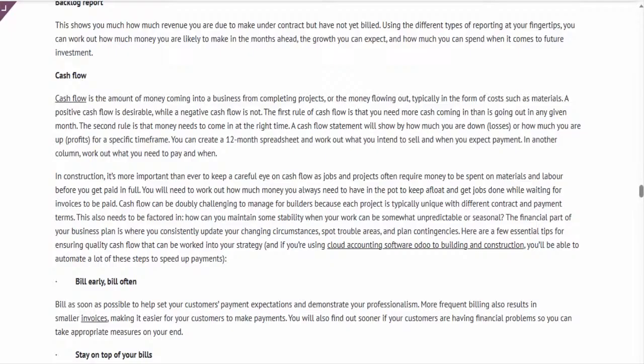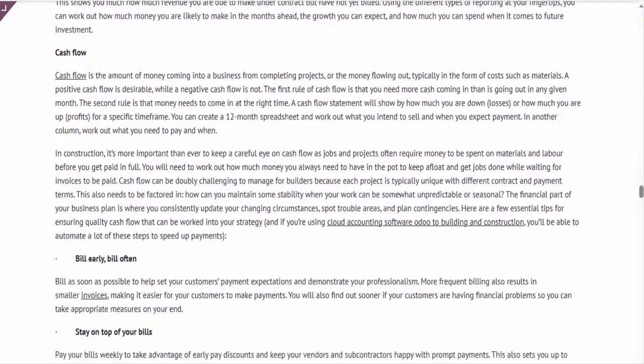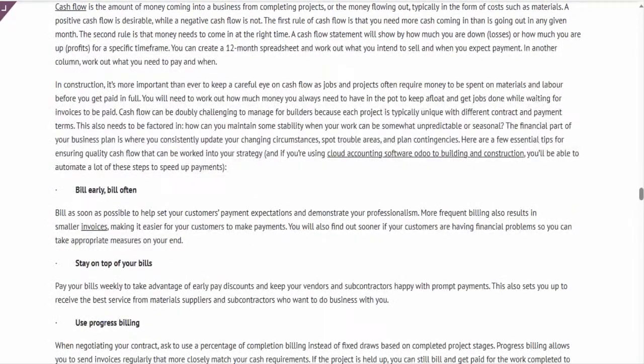Use progress billing. When negotiating your contract, ask to use a percentage of completion billing instead of fixed draws based on completed project stages. Progress billing allows you to send invoices regularly that more closely match your cash requirements. If the project is held up, you can still bill and get paid for the work completed to date.